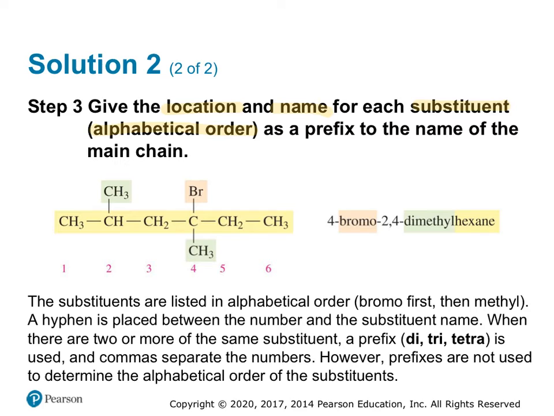So substituents are listed in alphabetical order. So bromo goes first and then methyl. We use hyphen between numbers and names. And if there's 2 or more same substituent, we use a prefix, di, tri, tetra, so on. And commas separate numbers. So when we talk about alphabetical order, prefixes do not count in alphabetical order, just the name of the substituent group itself.